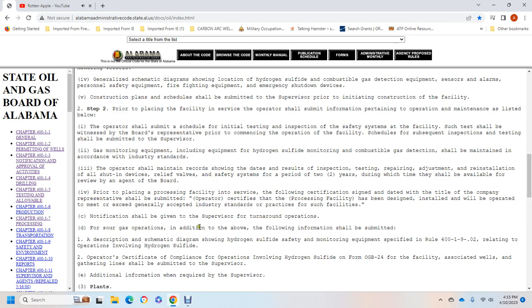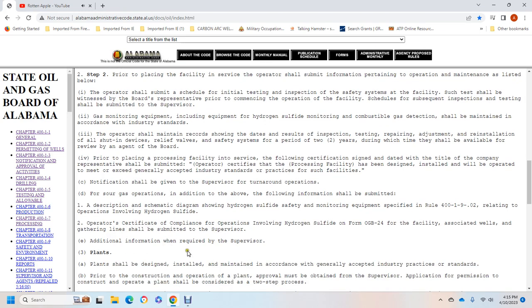D. For sour gas operation, in addition to the above, the following information shall be submitted. 1. A description and schematic diagram showing the hydrogen sulfide safety monitoring equipment specified in Rule 401.902 relating to operations involving hydrogen sulfide. 2. Operator certificate of compliance with the operation involving hydrogen sulfide, Form OGB 24, of the facility associated well, with the additional guidelines based on the supervisor. Additional information will be required by the supervisor.